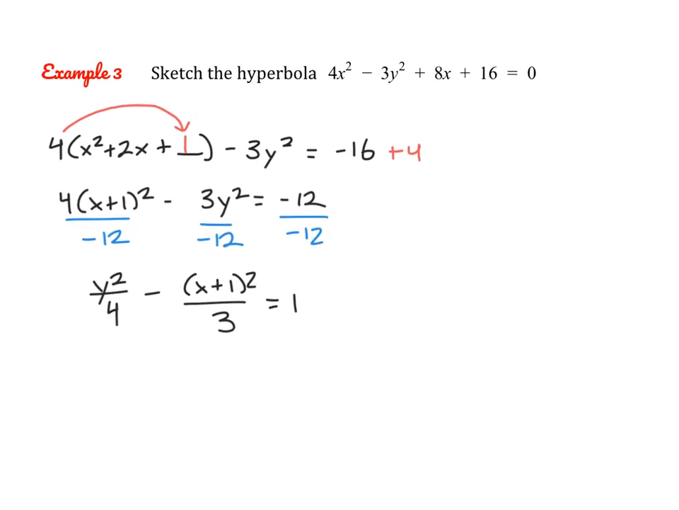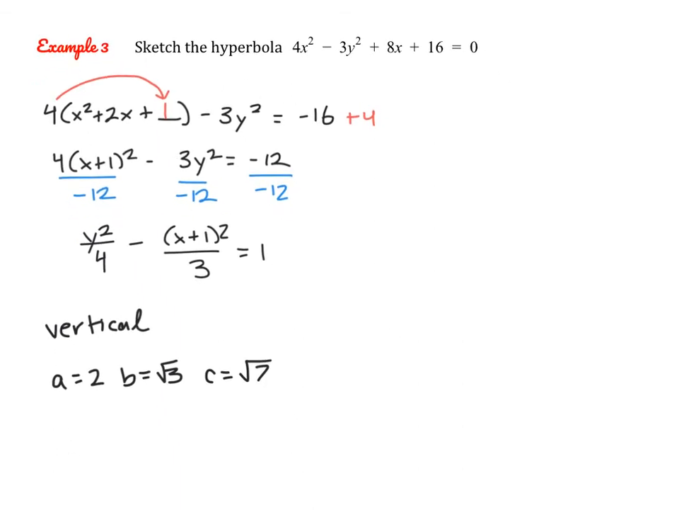Okay, so from here, I can see that we have a vertical hyperbola. Our a value is going to be 2, our b value is going to be the square root of 3, and our c value is going to be the square root of 7. Our center is going to be negative 1, 0.